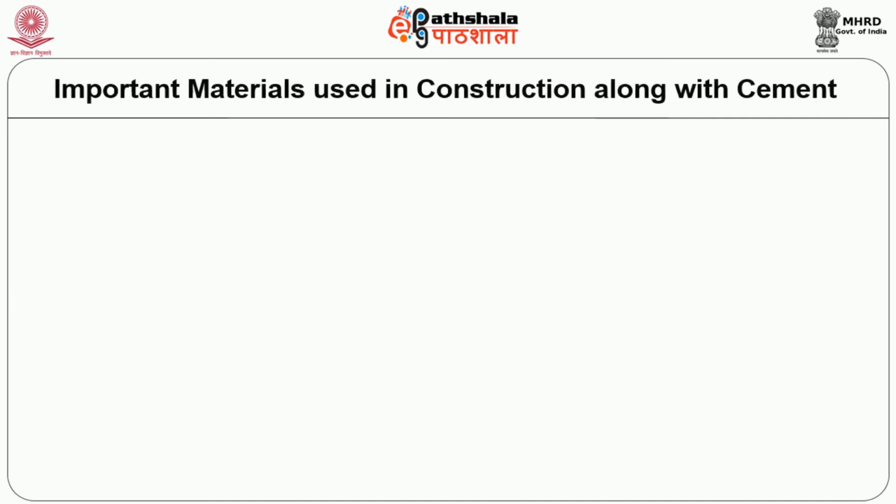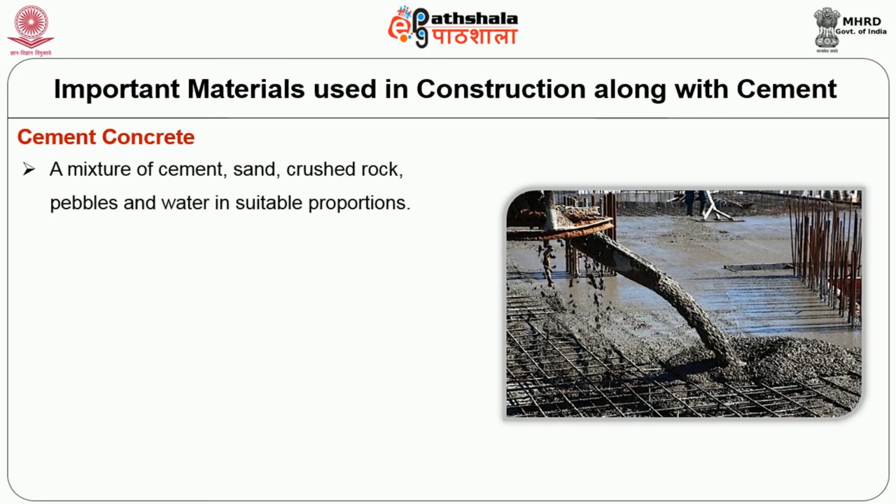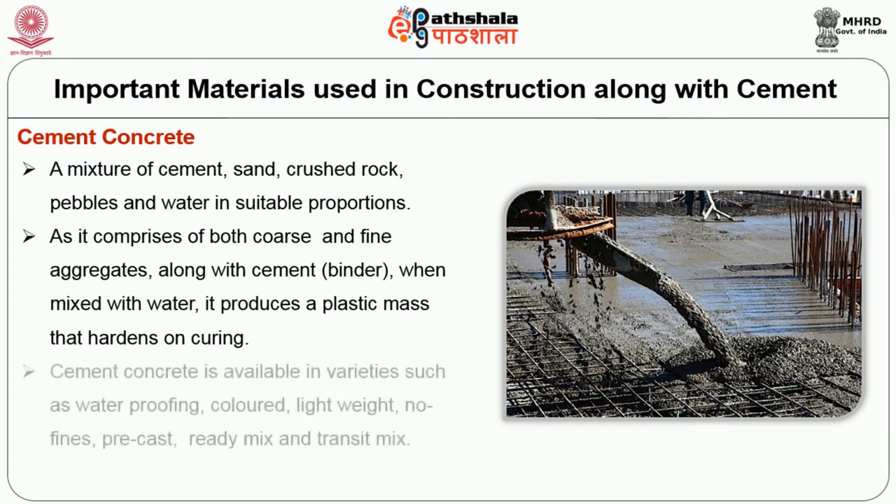Let us see some important materials used in construction along with cement. Cement concrete, a mixture of cement, sand, crushed rock, pebbles and water in suitable proportions. As it comprises both coarse and fine aggregates along with cement, when mixed with water, it produces a plastic mass that hardens on curing. Cement concrete is available in varieties such as waterproofing, colored, lightweight, no fines, precast, ready mix and transit mix.